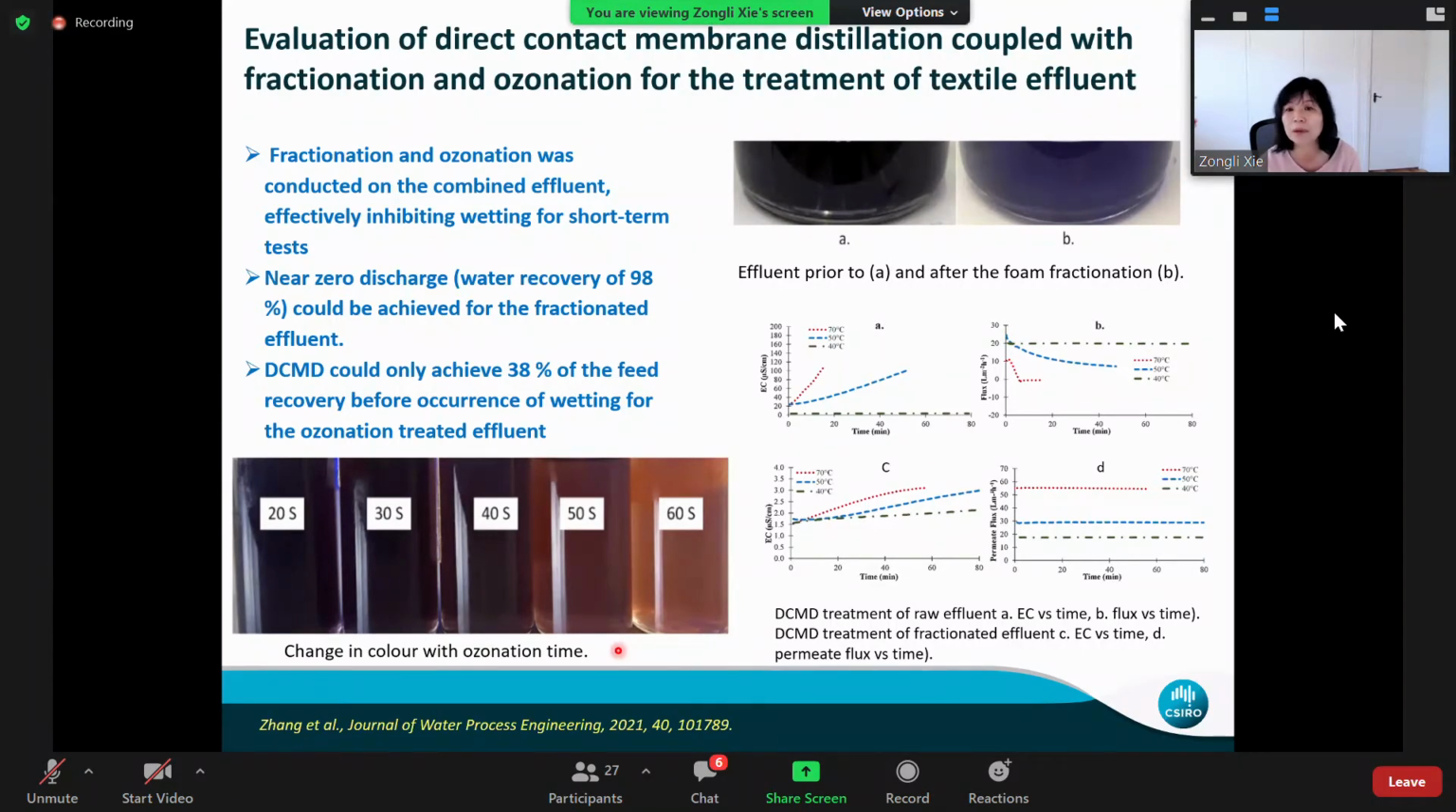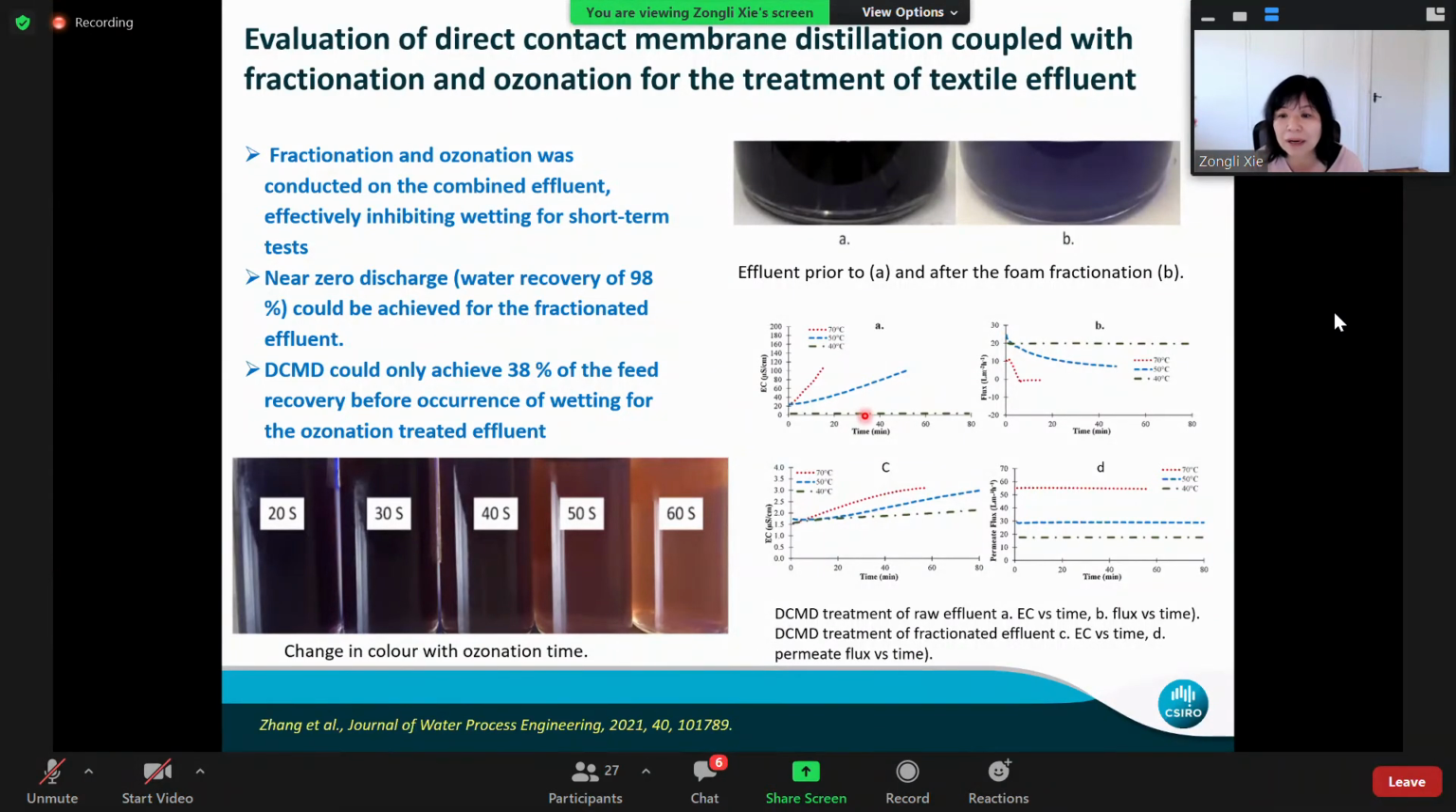We also look at how we can treat real textile wastewater. In one of the projects, a Jiangsu project we did, we were using membrane distillation for treating textile wastewater. We know textile wastewater has a lot of surfactants and organics, so using DCMD with a commercial membrane is very difficult because, as demonstrated earlier, wetting is a big issue. And this is not using our dual layer membrane, it's just using a commercial membrane. We simply want to see whether we can integrate membrane distillation with some advanced oxidation process.